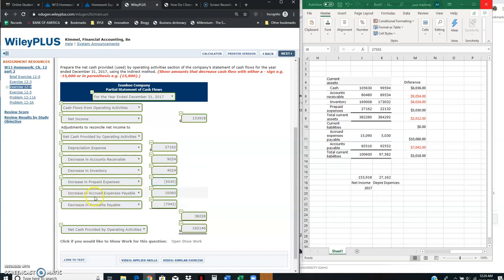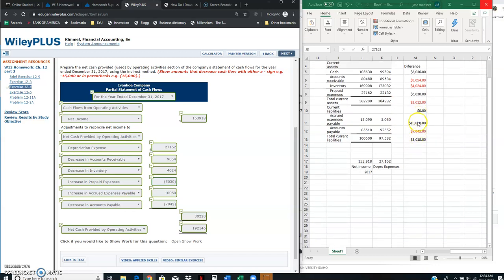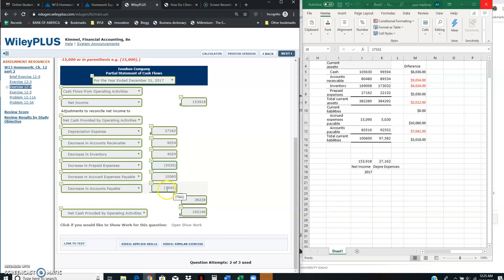And then we have an increase in accrued expenses. As you can see here, we have an increase of 10,060. Also, we have a decrease in accounts payable. That's why this is negative. You guys can see this is red right here. And then we have a decrease in accounts payable, so that's good because we pay less on that particular year.